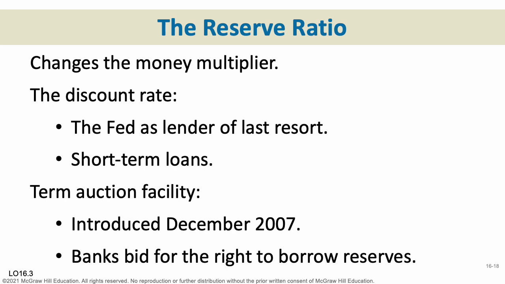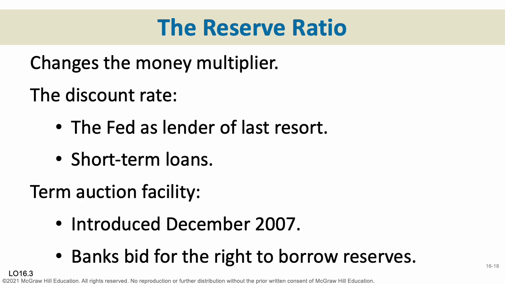Now, up next in the toolbox of the Fed is the reserve ratio. Now, the Fed has not varied the reserve ratio in a very long time. I believe not since the very early 1990s. But if they do change the reserve ratio, it changes the money multiplier. Remember, the formula for the money multiplier uses the reserve ratio.